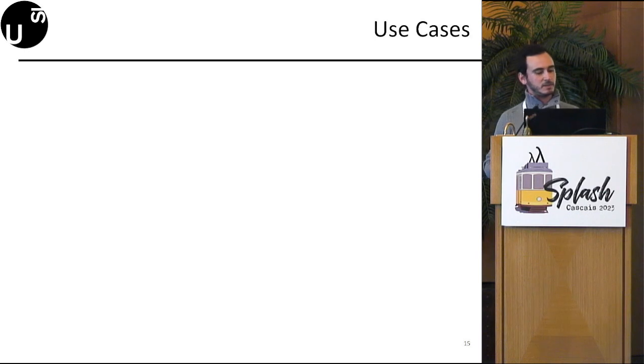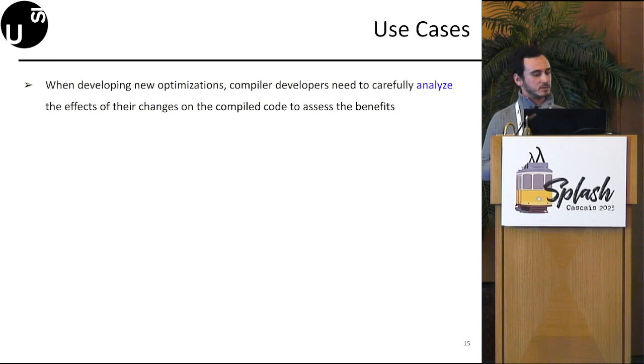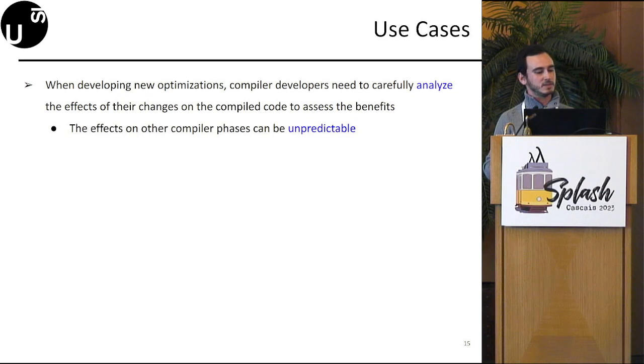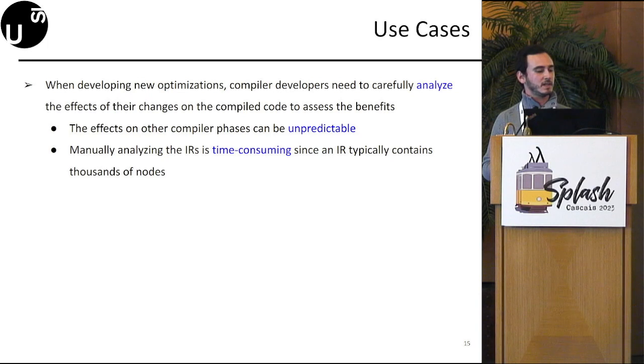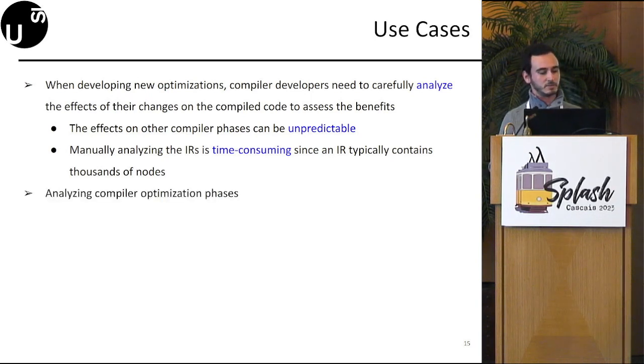I would like to present here the use cases of our technique. When developing new optimizations, compiler developers need to carefully analyze the effects of their changes on the compiled code to assess the benefits. The problem is that changing one phase may have unpredictable effects on all the other compiler phases. Manually analyzing the IRs is time-consuming. Even though it may be a solution, this process is time-consuming, since an IR typically contains thousands of nodes. For this reason, we employ our technique to analyze compiler optimization phases.